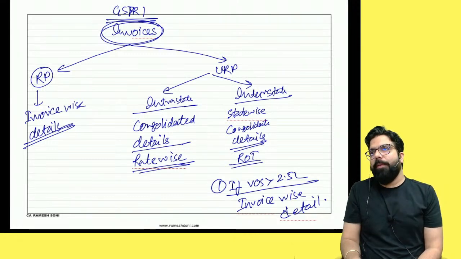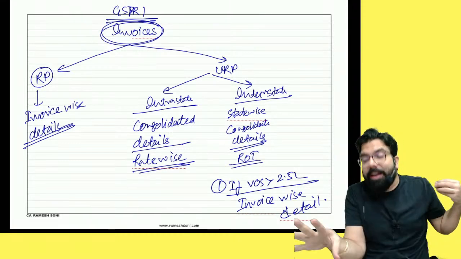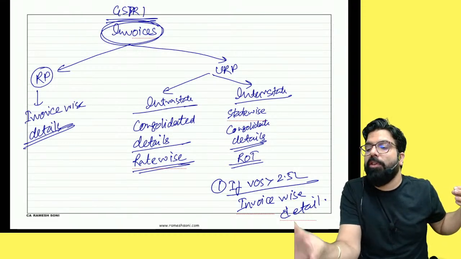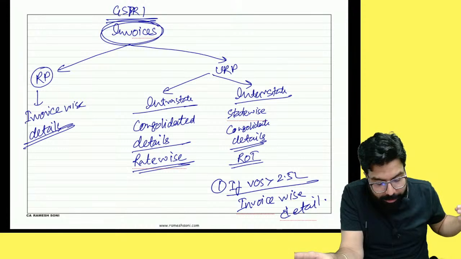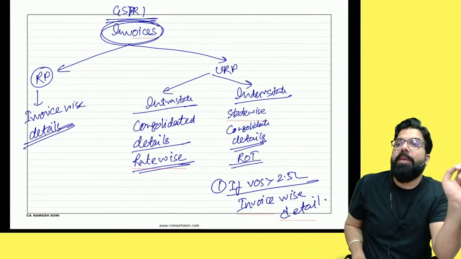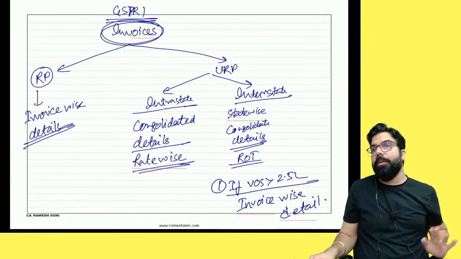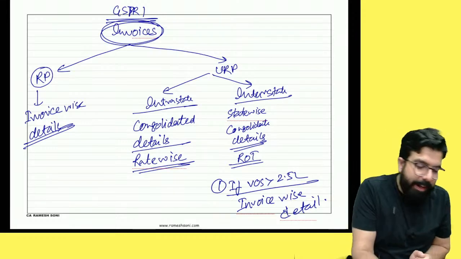Invoice wise. Can I go ahead, everyone? If it is an unregistered person, intrastate, invoice wise or consolidated? Consolidated. Interstate, unregistered person, value less than 2.5 lakh: consolidated for each rate of tax and state wise. Are we all clear, everyone? Please do one question on this.